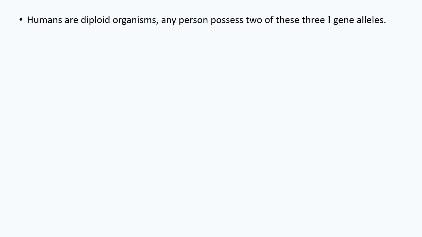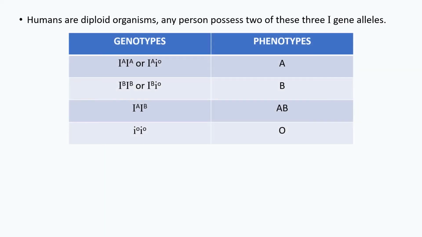As humans are diploid organisms, any person possesses 2 of these 3 I gene alleles. People having blood group A can have 2 genotypes. That is, they either have the alleles as AA or as AO. As O produces no antigen, the blood group still remains A. Similarly, people with blood group B can also have 2 genotypes, that is, they either have alleles as BB or as BO. Unlike blood groups A and B, people with blood group AB have only one genotype, that is AB.